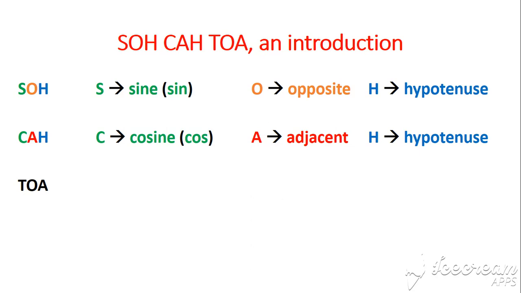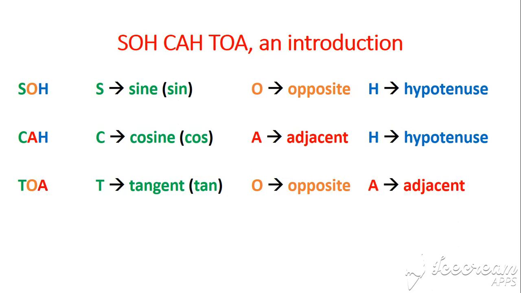Finally, if we look at TOA, the T represents a word called tangent, and again the calculator gets lazy and shortens it to tan. The O represents the opposite, and the A represents the adjacent. So once again, if we're trying to use the tangent rule, the tan rule, we need to be using the opposite and the adjacent sides. So this is SOHCAHTOA, this is what it represents.